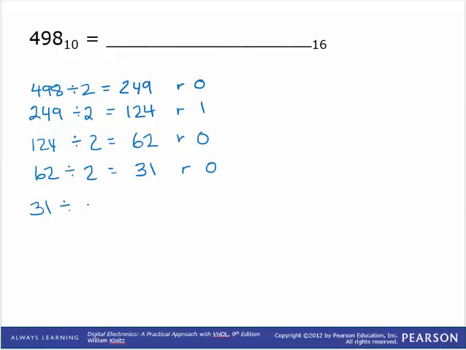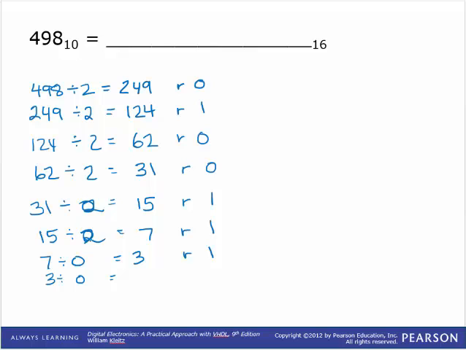31 divided by 2 equals 15, remainder 1. 15 divided by 2 equals 7, remainder 1. And 7 divided by 2 equals 3, remainder 1. Oh, these are all divided by 2's.